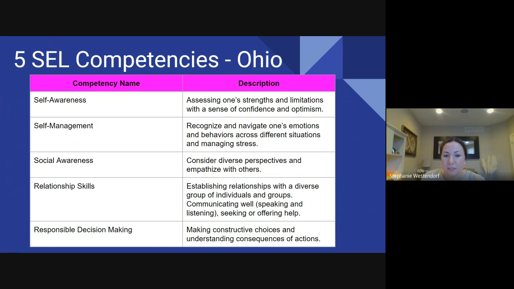Relationship skills, which is the ability to both establish relationships with different individuals and groups, and also the ability to communicate well. So speaking and listening, seeking or offering help. And then lastly, responsible decision making, which is making constructive choices and understanding the consequences of actions. So these are all very internalized processes, but you can see how they would later influence outward behaviors, which is key to the SEL framework and our efforts to help the whole child be successful in school.